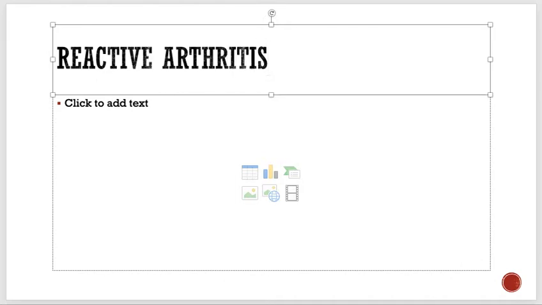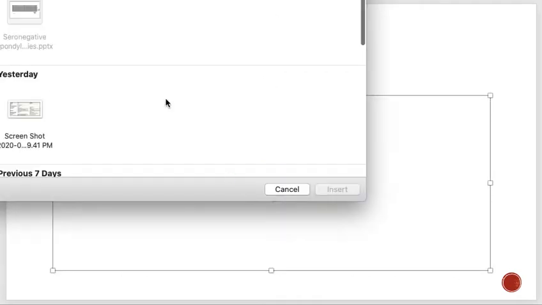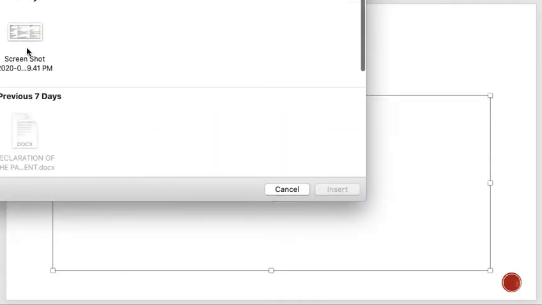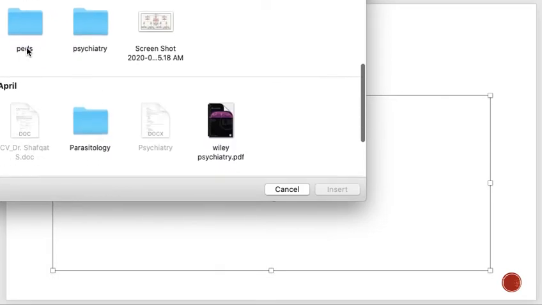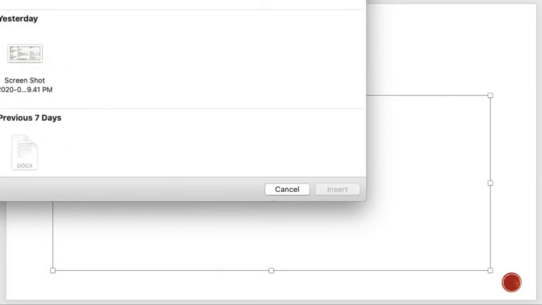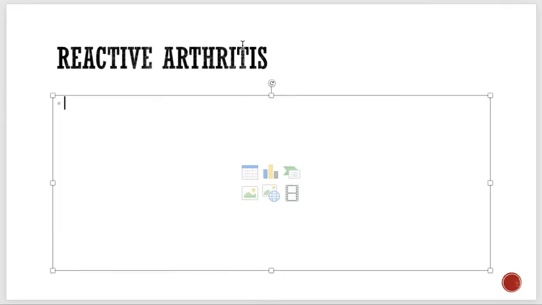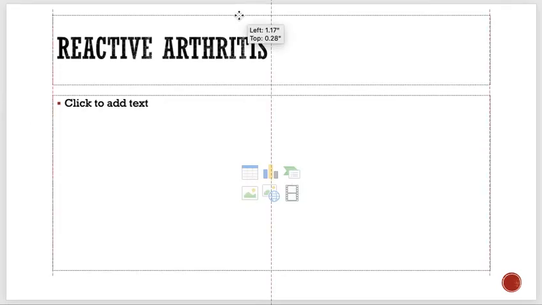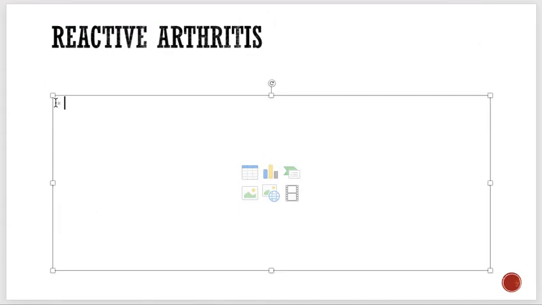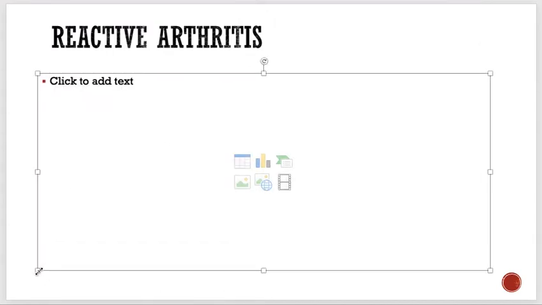So reactive arthritis, I don't know if I have any photograph for that to remember or not. Anyhow, reactive arthritis, you have to remember, it's a triad. You can say there are three main things which occur in this one. I will tell you what these three are.